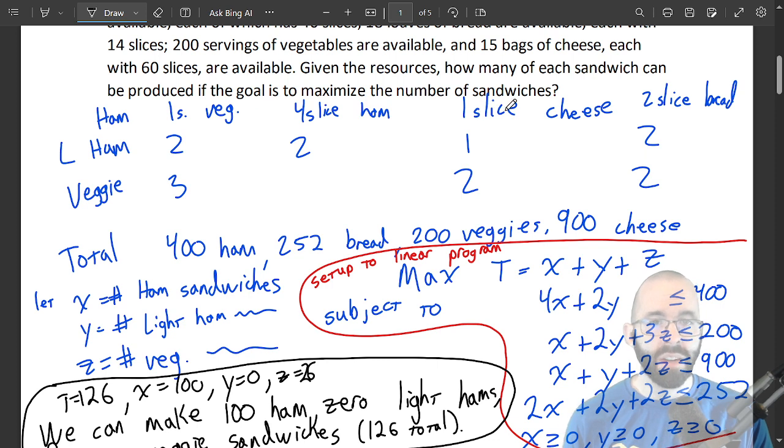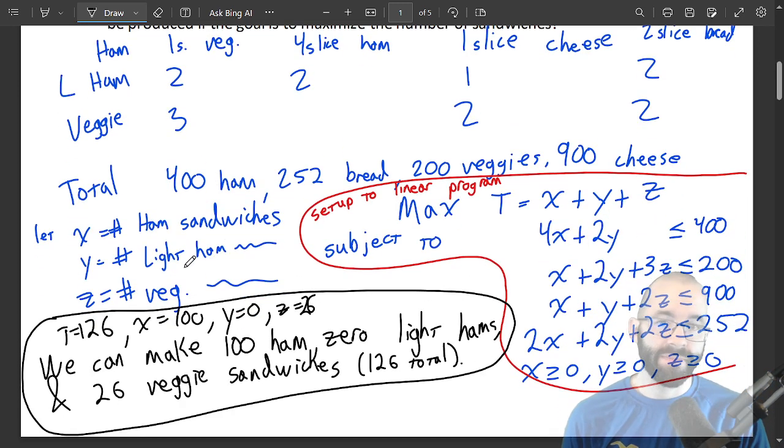Okay. How much cheese are we using? 100 slices of cheese here and 52 slices of cheese here. 152 slices. Yeah, we're only using 152 slices of cheese out of this 900. And then for the bread, 200 slices for one, 52 slices for the other, 252. Okay, so we're using all the ham and all the bread. Most of the veggies, not very much cheese at all. This is the optimal. Great.